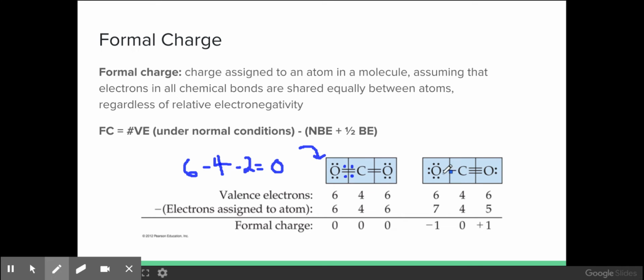However, let's look at the oxygen that's in this Lewis structure over here. Cutting this bond in half, I can even start to do this visually, because if I look at this oxygen atom, how many electrons should oxygen have? 6. How many does it essentially have in this picture that I boxed out? 7. So its formal charge is -1.